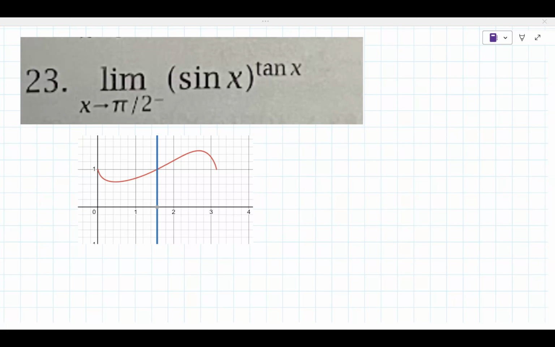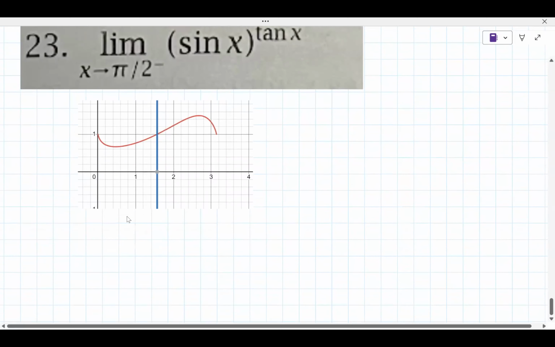Okay, I got 1. When you say one, is that the final answer, or did you get 0 and then e to the 0 is 1? Well, I got e to the 0 is 1. Okay, perfect.